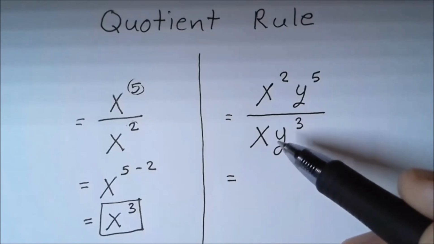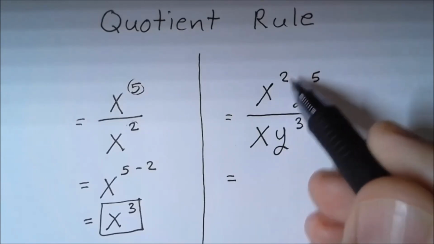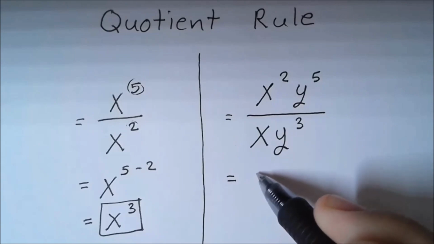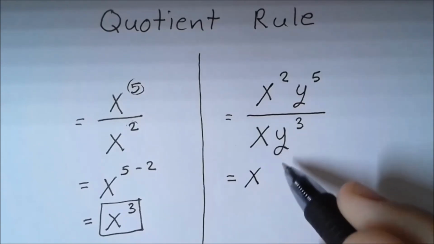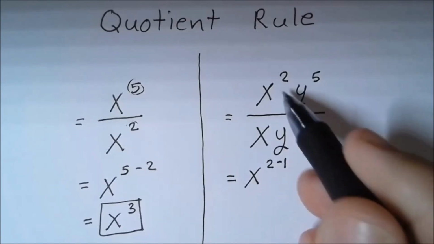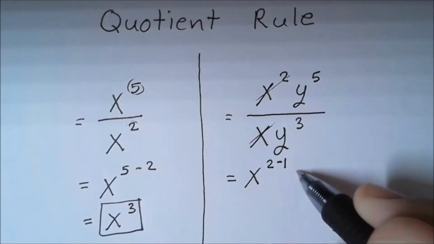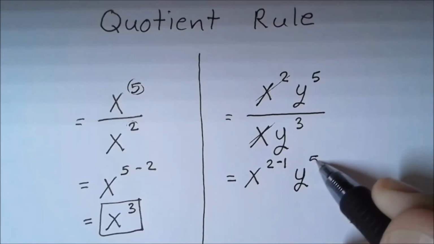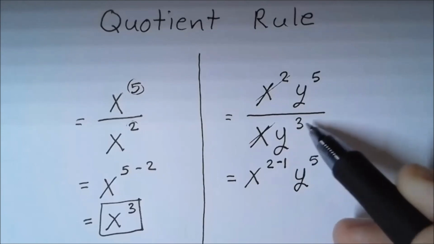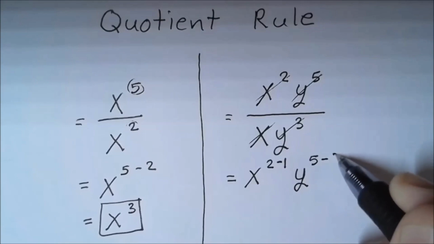So if we're subtracting powers, I'm going to deal with my x's first because I like to deal with just one particular variable first. I have my x squared, it's my numerator, so I'm going to put x to the power of 2, and then I have this x down here and it's minus 1. It gets rid of my x's right here. That's the process for those. And then after that I have y to the power of 5 minus my y to the power of 3. So I'm going to cross that out and cross that out. So it's going to be y to the power of 5 minus that power of 3 that was on the bottom.